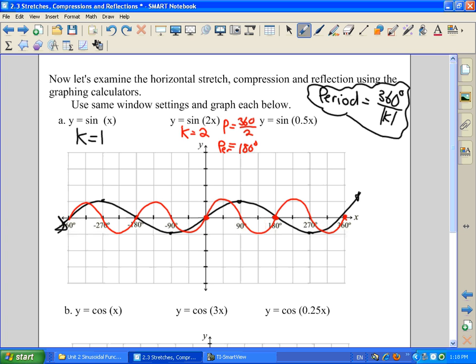Okay, so hopefully you can draw that in. And again, put your arrows on. All right, let's try the third one. This is a tricky one too.